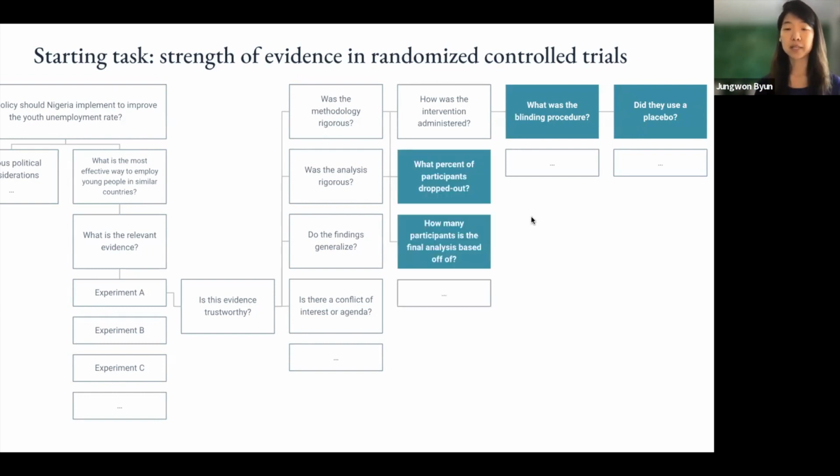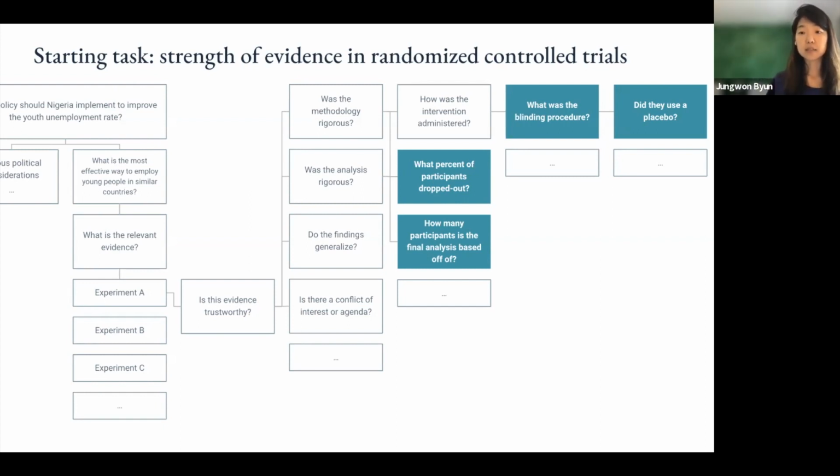Similarly, you can ask questions like what percent of participants dropped out, both to evaluate the methodological rigor, but also the analytical rigor. If you find, for example, that all the participants dropped out, but still there was a huge effect size, maybe that's a little bit questionable. And you can ask questions like, how many participants is the final analysis based off of? Again, you want to ensure, for example, that there isn't a selection bias of the participants who ended up finishing the intervention that is influencing your results.